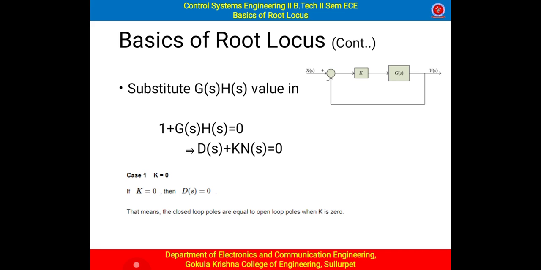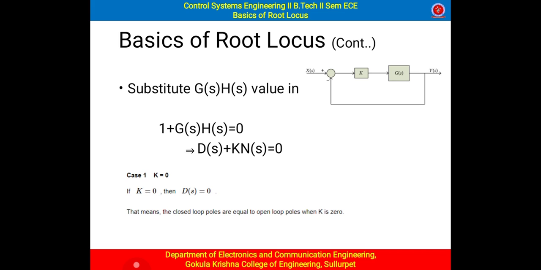So case 1, we are considering K as 0. If K is 0, that is the beginning point of the root locus. Yes or no? That is the beginning point of the root locus. Now if you take K equal to 0, in the above equation we are going to get D(s) equal to 0. So what is D(s) equal to 0? D(s) is the denominator polynomial of the open loop control system.